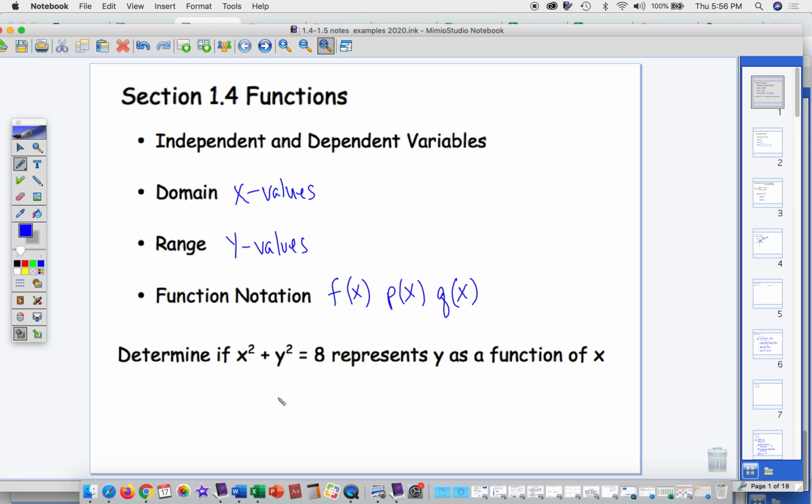Algebraically, what we do is we solve for y. So I'd have y squared is equal to 8 minus x squared. And then taking the root, the key thing I need to remember is that when I take the root, I have to bring in the plus or minus. So it's actually plus or minus the square root of 8 minus x squared. That plus or minus gives me two different values for y, and that's what makes it fail. So it's not a function. We need to have one y for every x in order for it to be a function.